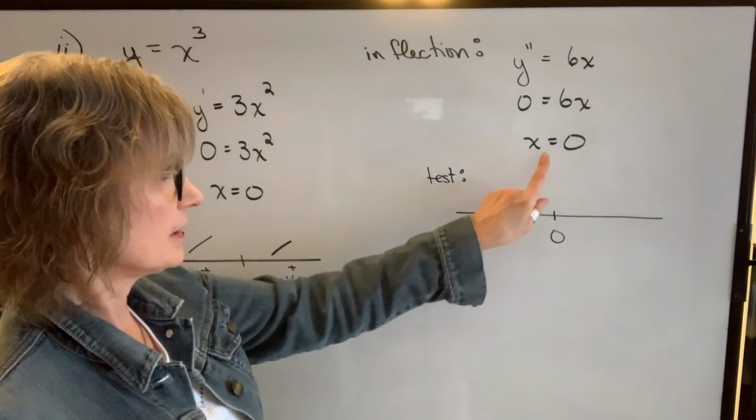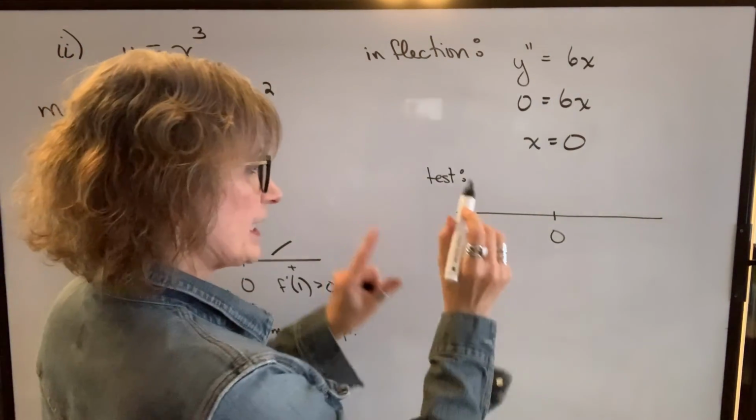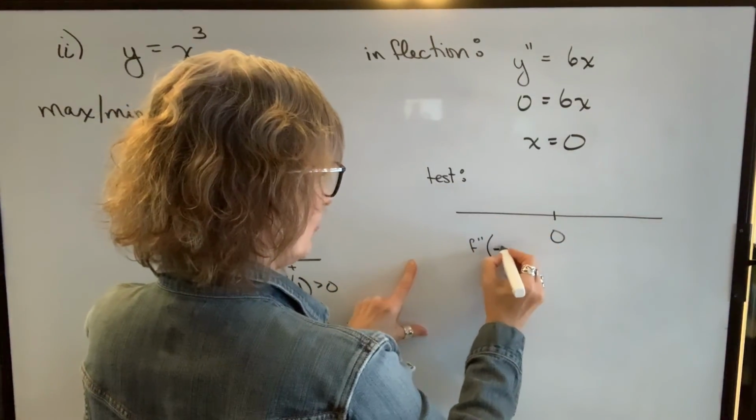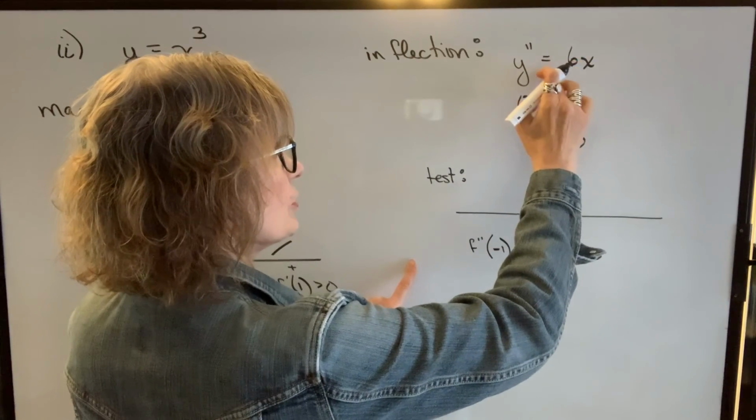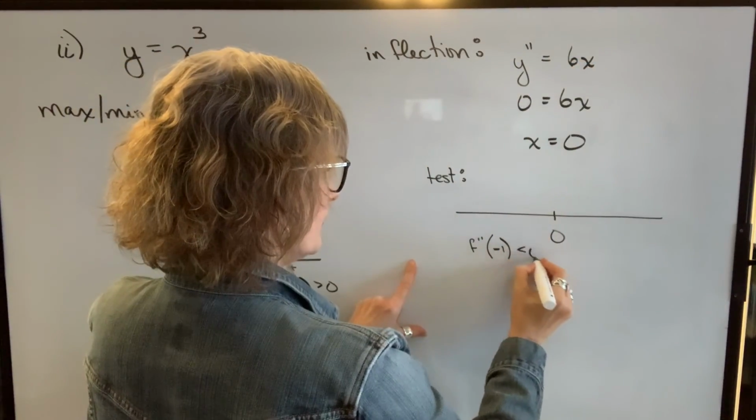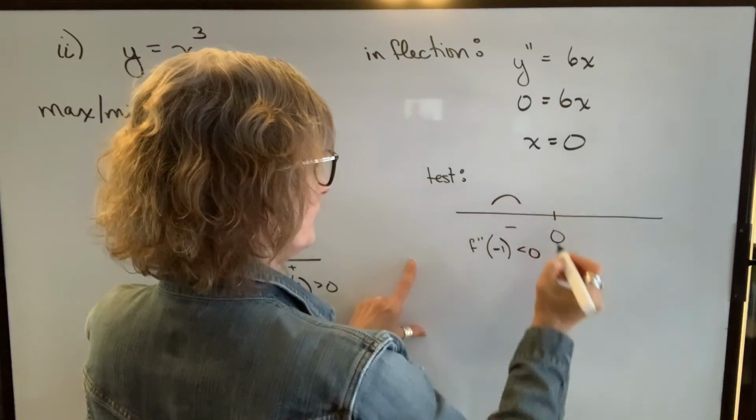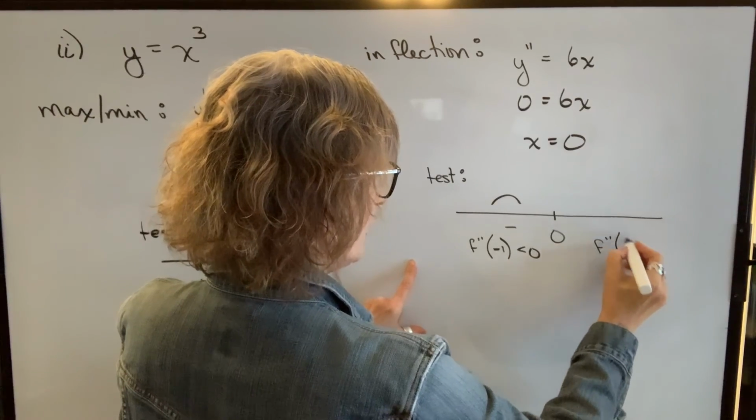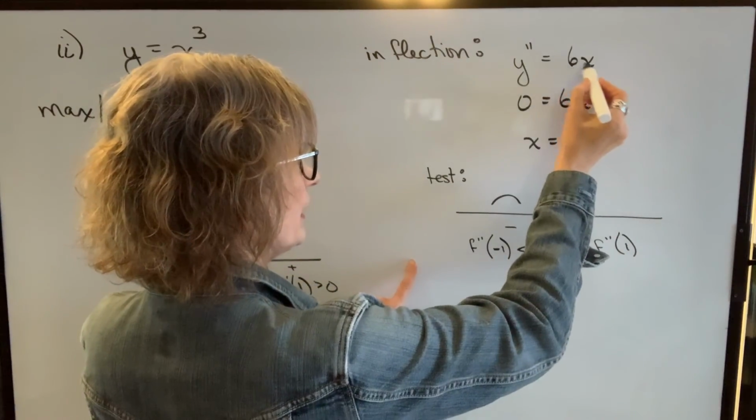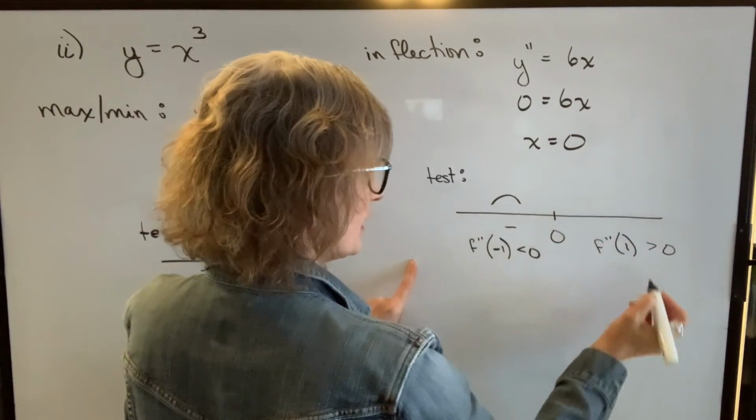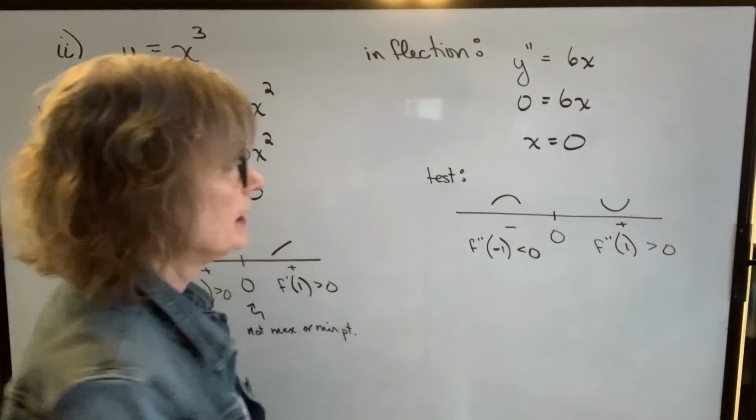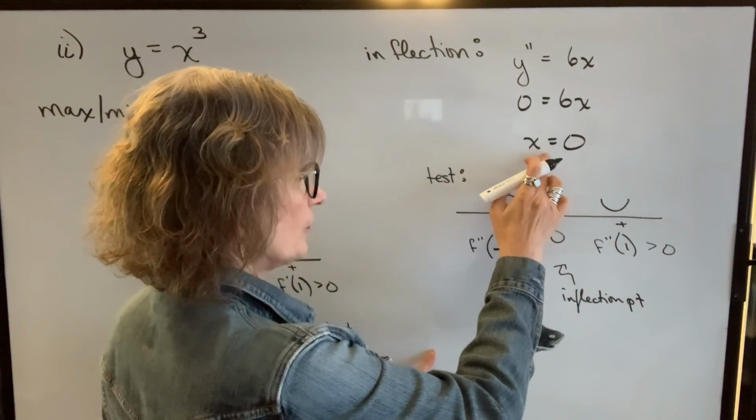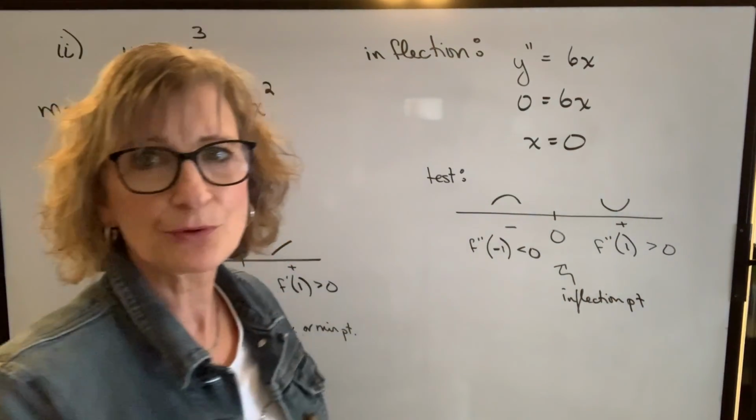So we want to do a test of that point, and we're testing the second derivative. So we're testing the second derivative to the left of 0. We'll pick -1. The second derivative when x is -1 is negative, which means it's concave down. Then we test a number in this interval. We'll choose 1, and we're testing the second derivative. So when we put 1 in, we get a positive second derivative, which means it's concave up. We therefore know that this is an inflection point because the second derivative was 0 at that point, and concavity changed as we went through that point.